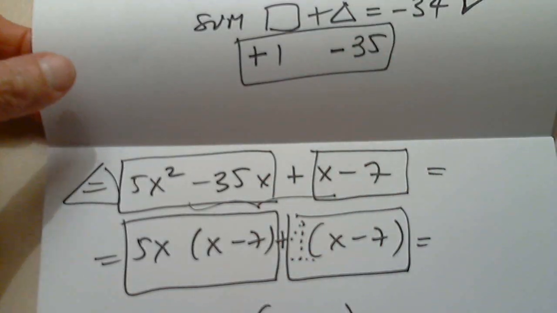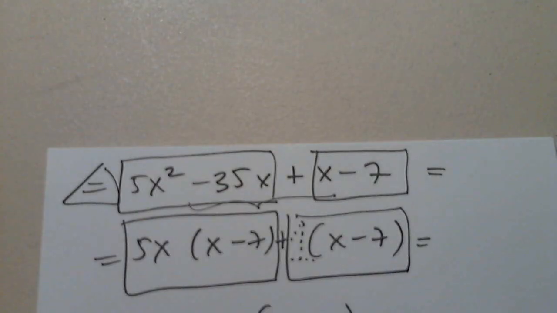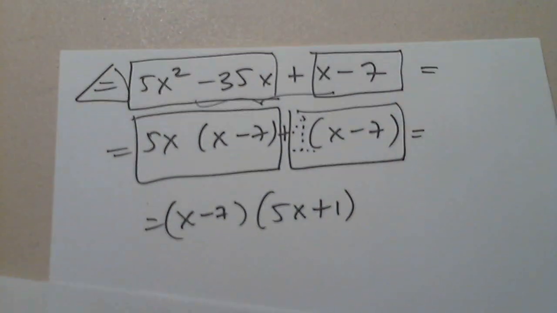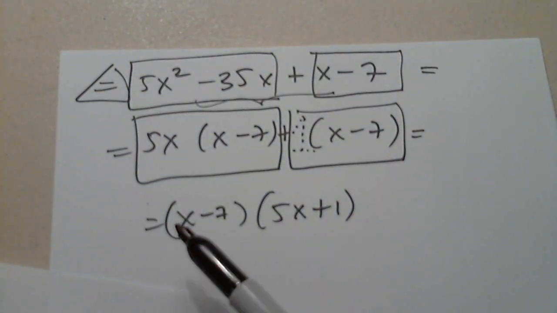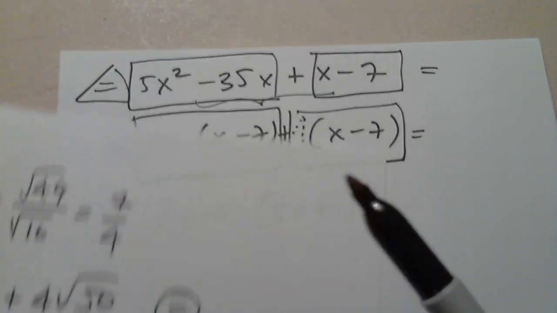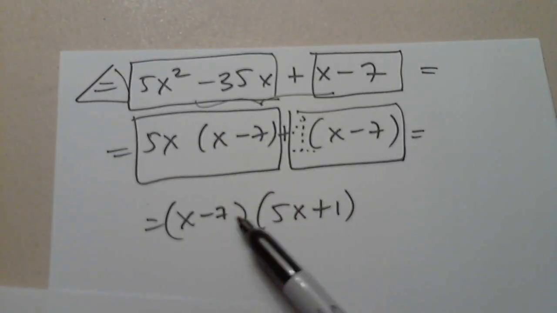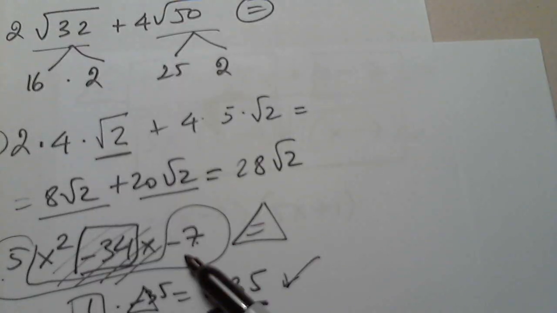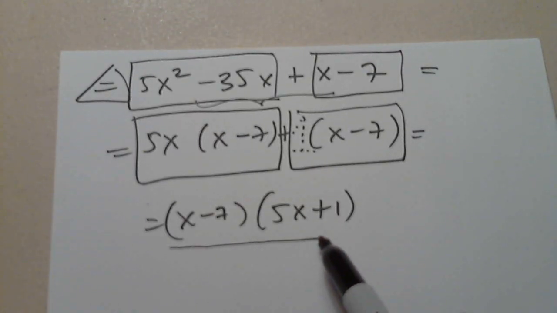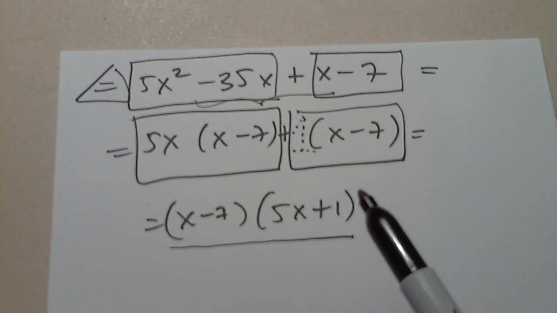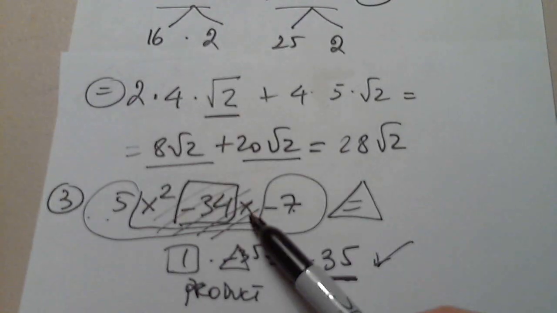There are other methods. If you know a different method and you're comfortable with it, use it. Now, let's take a moment. 5x times x is 5x squared, and check. Negative 35 plus 1x is negative 34. Negative 7 times 1 is negative 7. I will not enter anything in the solution box before I check.